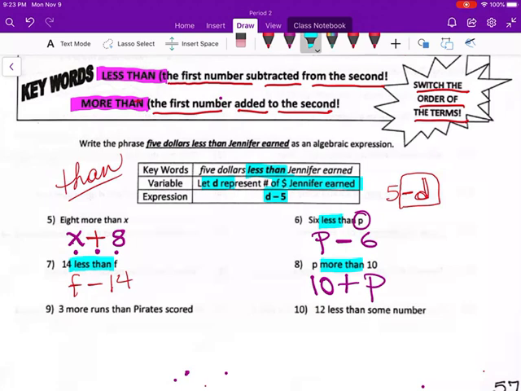All right, next one. 3 more runs than Pirates score. More than. There you go again. Write backwards. The 3 is in the front: 3 more than Pirates score. Well, we don't know the Pirates score, so we're going to use the capital P for Pirates.